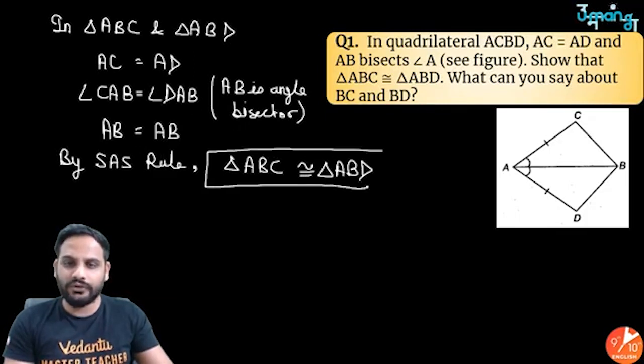And once we know that these two triangles are congruent, by CPCT, all the corresponding parts will be equal to each other.